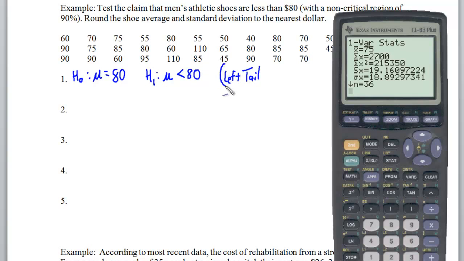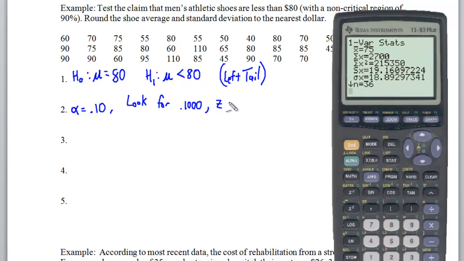So left tail problem here, and we're going to now take our alpha. Our alpha is going to be 10% because we chose a non-critical region of 90%, which means that, since we're doing a left tail test, we're going to look for the bottom 10%. So we're going to look for that on our z-chart.